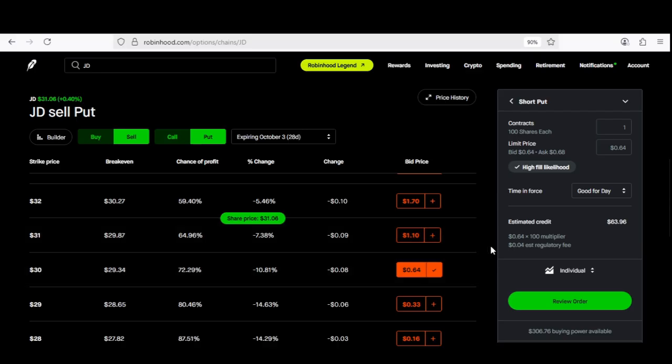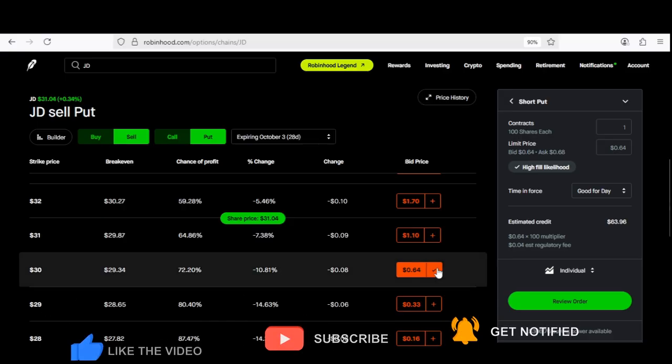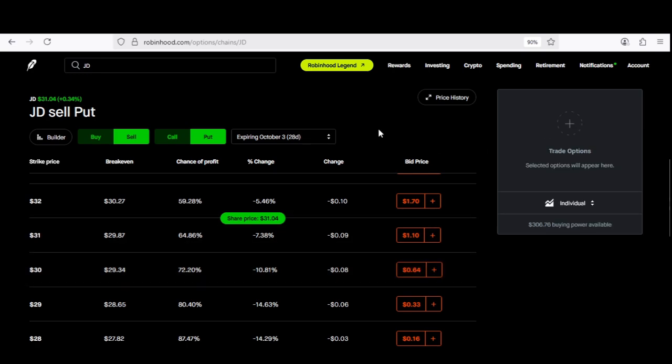Now that you have your $3,000 cash back in your portfolio, what are you going to do? Well, in my case, I'm going to rinse, repeat, and keep making consistent income using this exact same stock. Now, that is one option strategy that I'm going to be using with JD.com in order to make consistent income over time. Now, let's go ahead and go into the second option strategy.